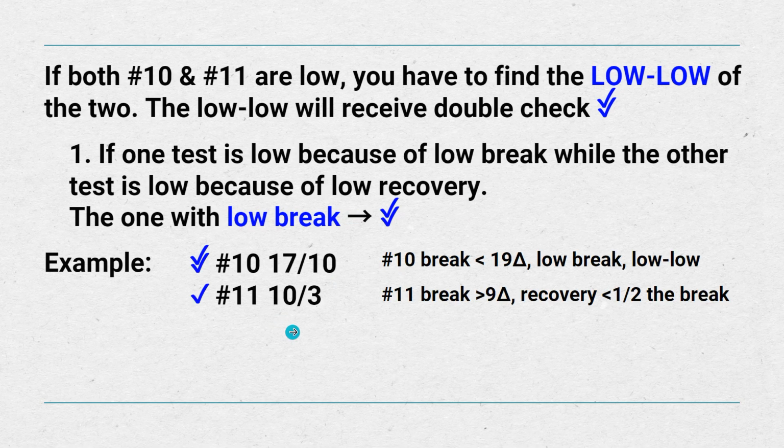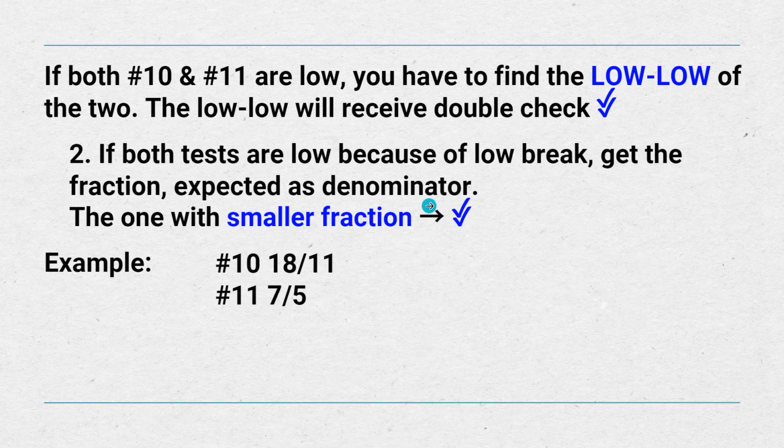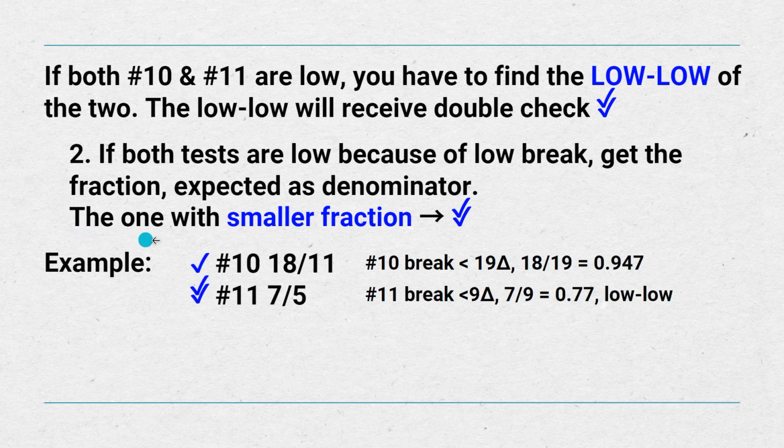Unsa man ditong kanina sa first? Ang sa first is, if one test is low because of low break, while the other is low because of low recovery. So, lahi sila, no, low break o low recovery ang reason. Sa kining second is, tungod sila duha kay low break. So, di ka makaingon nga mas low break ni siya. So, ang imo buhaton ana is, get the fraction para makita nimo kung asa ang mas ubos anang duha. So, mo go with the smaller fraction.